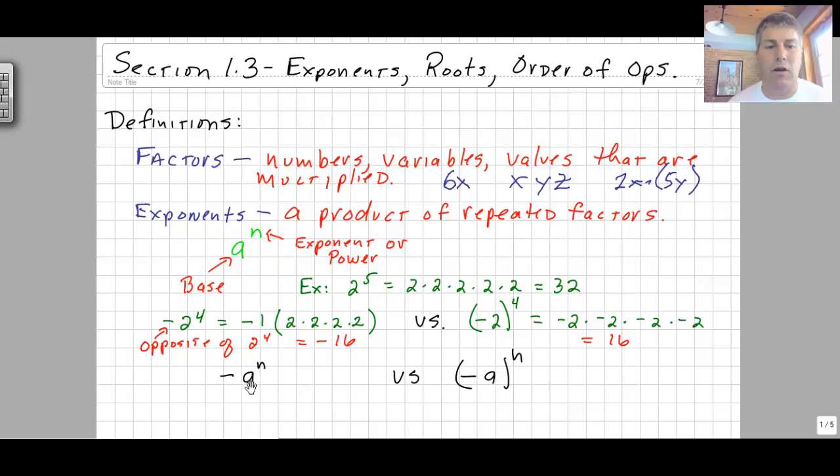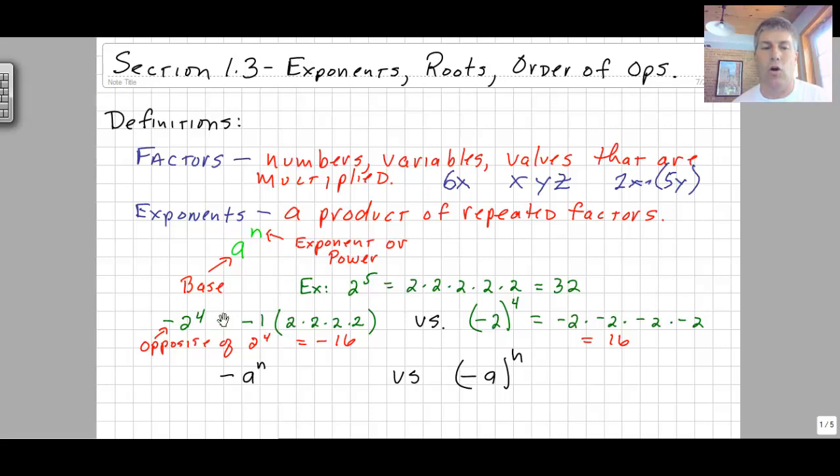Now, I'm going to skip down to the black here. Something to be careful of is what the exponent is really imposing itself on. Here we have the opposite of a raised to the n power. Well, we're only imposing the exponent on the a, not on the opposite, not on the negative sign. Okay, versus the opposite of a, all to the n. Now here we are imposing that n on the negative sign.